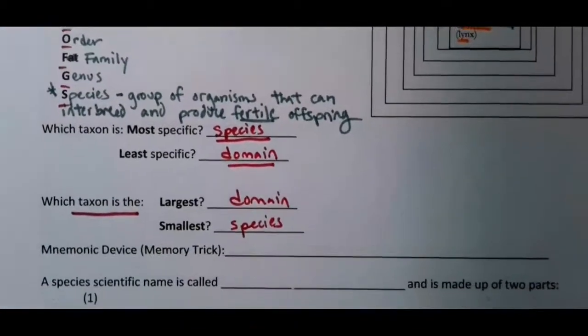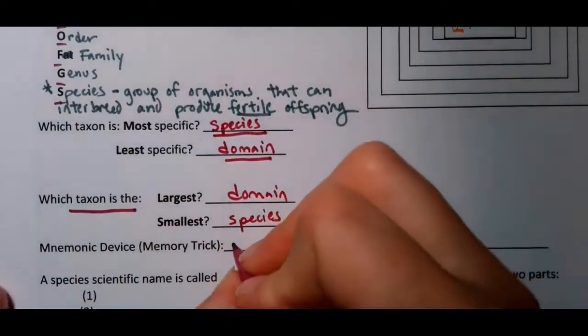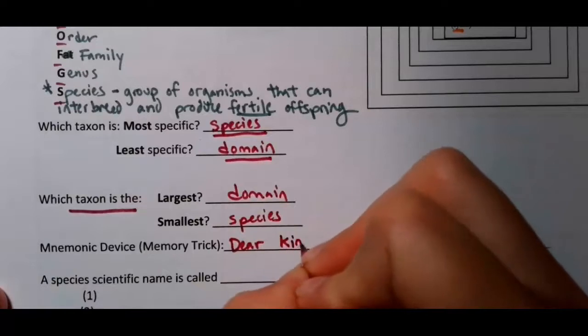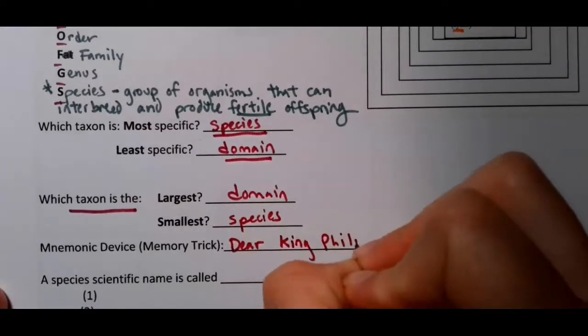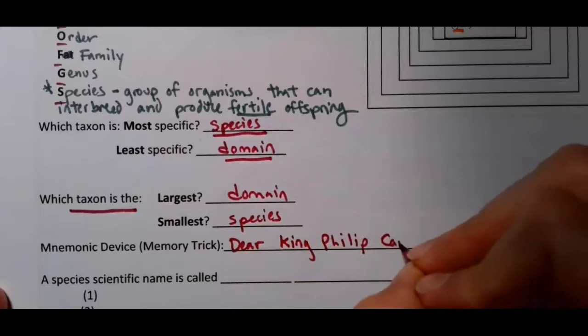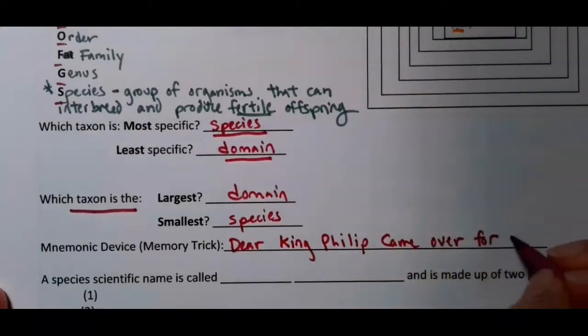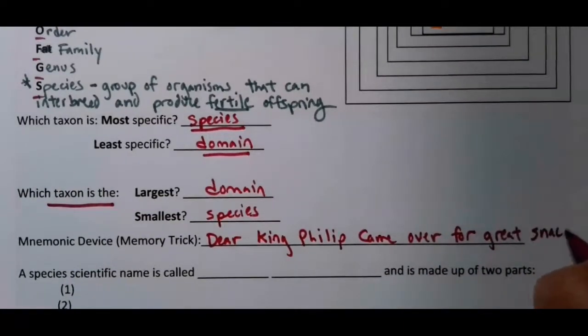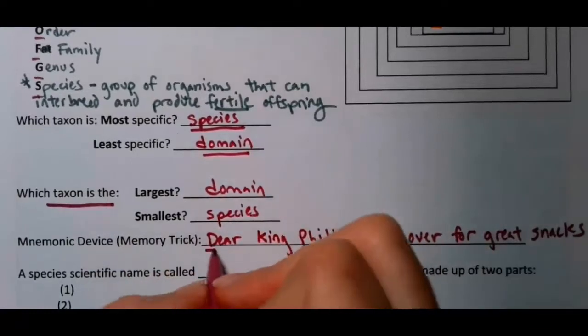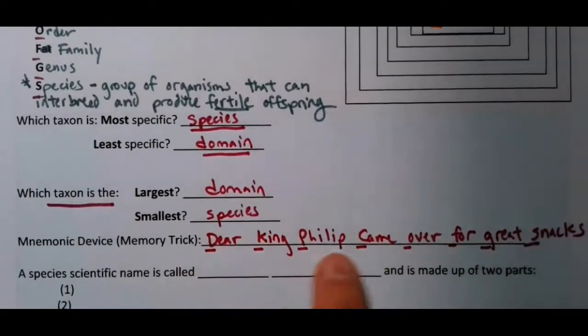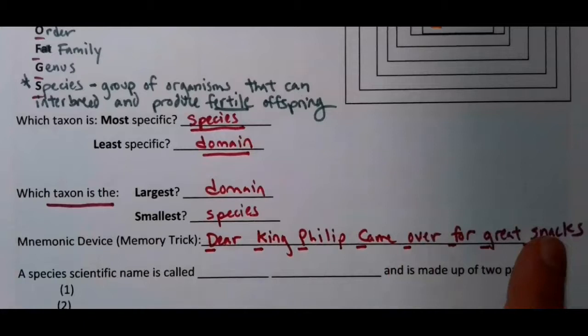So to remember that, you can make up a sentence. So my sentence is, Dear King Philip came over for great snacks. And that helps me remember the order, because each letter represents the first letter of the order, right? Domain, kingdom, phylum, class, order, family, genus, species.